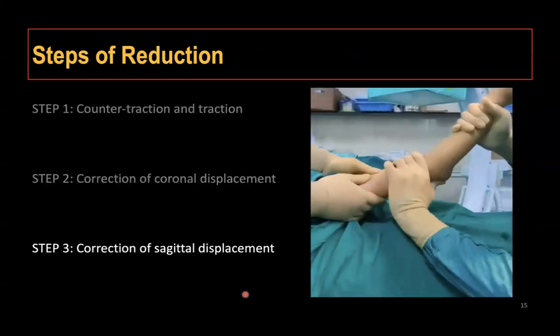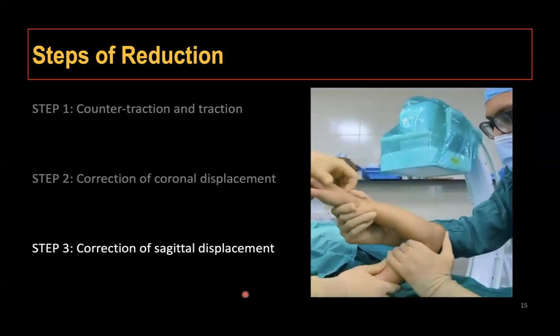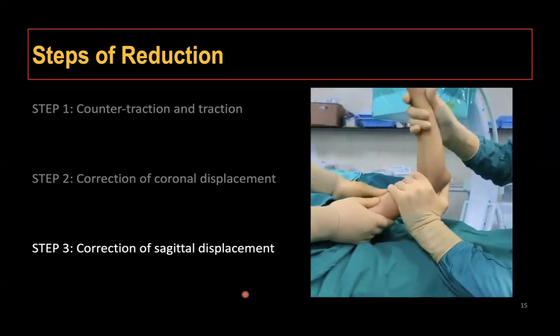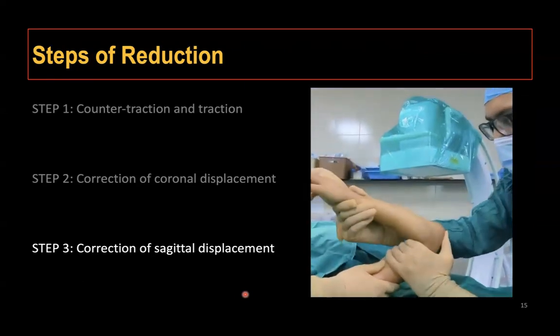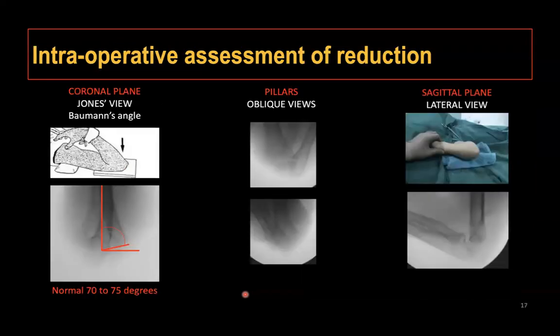The third step is correction of sagittal displacement, and for this the surgeon applies thumb pressure on the olecranon, and while applying sustained pressure, he hyperflexes the elbow in order to bring about reduction. The last step is locking of the reduction. For fractures with posteromedial displacement, this is done by pronation of the elbow, whereas for fractures with posterolateral displacement, you need to supinate the elbow.